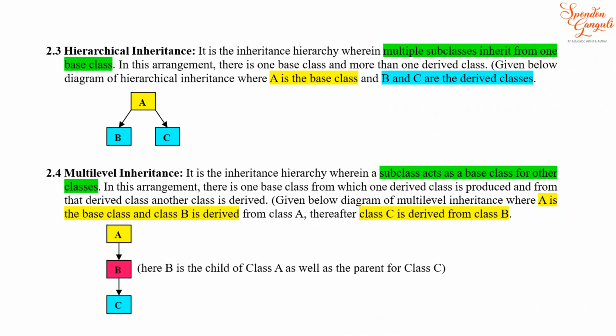Next is multi-level inheritance. In this inheritance, what happens? One subclass which is inherited from a base class acts as a base class for some other subclasses. So in this diagram, you can see class A is the base class which is inherited by class B. Now B is further inherited to C. That means C is the subclass for which B is the base, and B is again the subclass for which A is the base class.